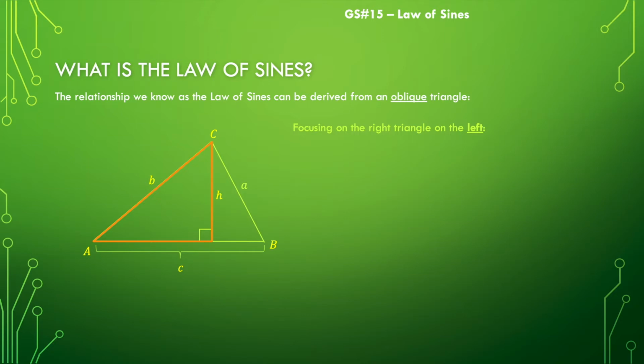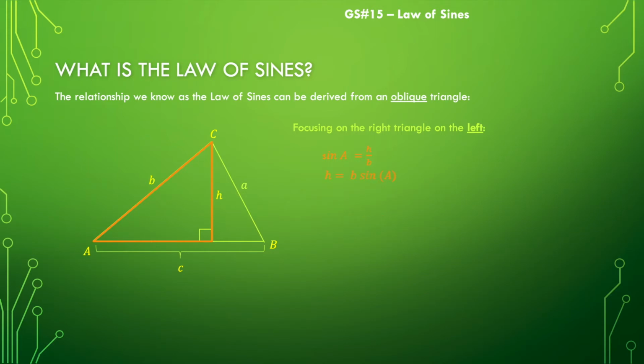If I'm looking at that triangle, what can you say about the sine of angle A? I think you should be able to say that that's the opposite side over the hypotenuse, or H over B. And if the sine of A is side H over side B, I can solve for the height of the triangle by saying that that is B times the sine of angle A.